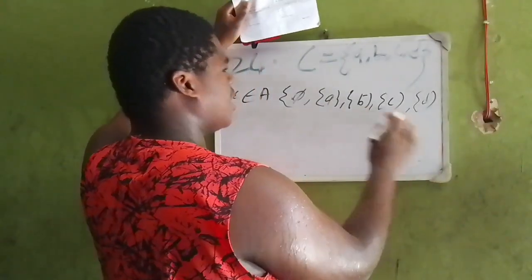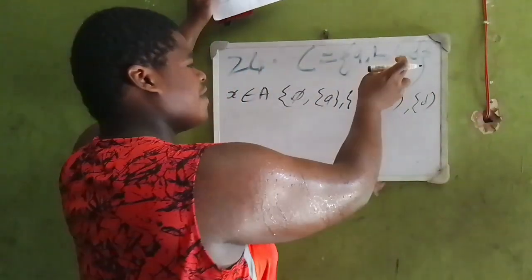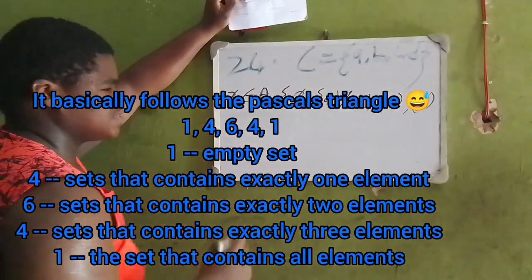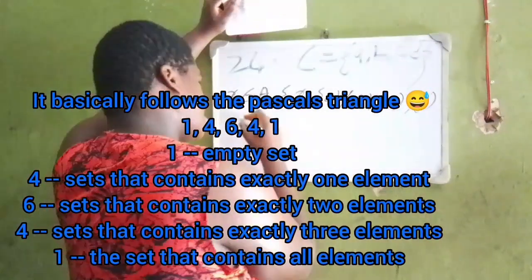Then we have picked 1, 1, 1. We have to now group them in twos. We have the set that contains AB, the set that contains AC, AD. Now, there's a simpler way of doing this, and that is cardinality.